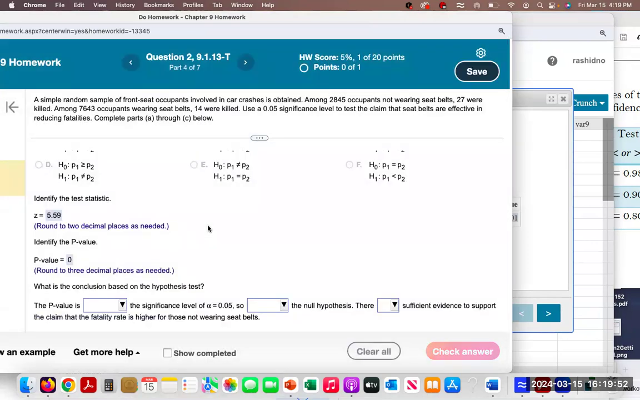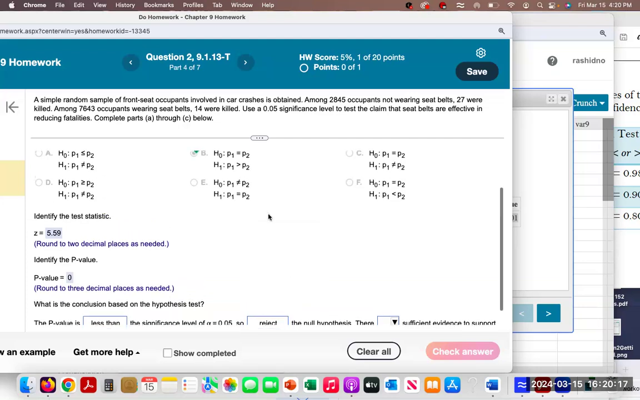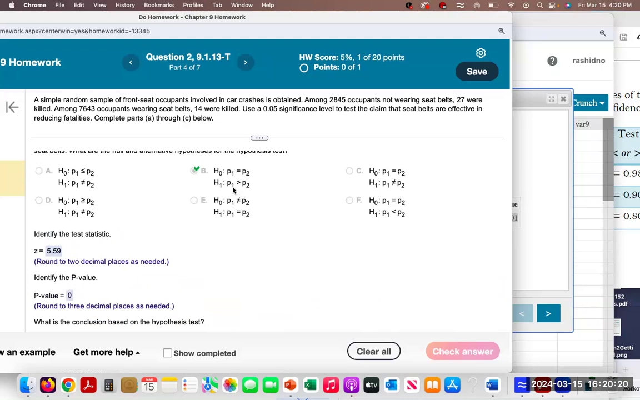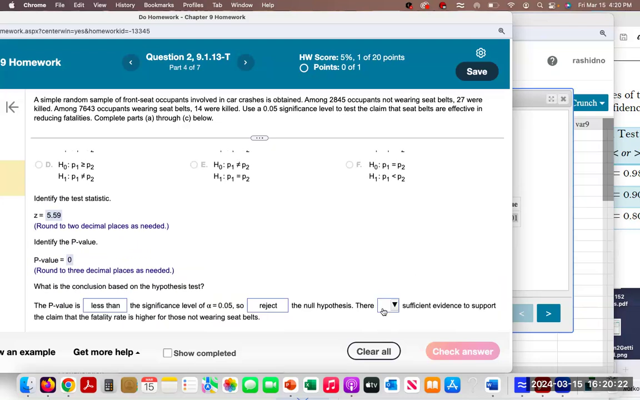So we reject the null if the p-value is less than the significance level. We fail to reject the null if the p-value is greater than the significance level. Our p-value is 0, which is less than the significance level. So since the p-value is less than the significance level, and our significance level is 0.05, we're going to reject the null hypothesis. That means we have enough evidence to support the alternate hypothesis.